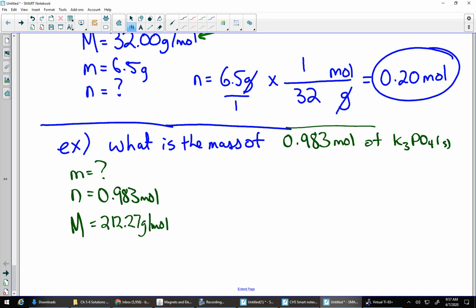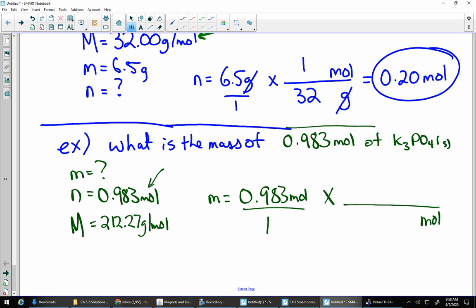So again, I want to start with the thing that only really has one unit. So I'm going to say my mass is equal to 0.983 moles times a conversion factor. Again, if you want to put that over 1, that's totally cool. So what needs to go in the bottom of my conversion factor? I want to cancel out moles, so I need to put moles on the bottom of my conversion factor. And then grams is going to end up going on top. So it is 1 mole for every 212.27 grams. So I see the moles cancel.